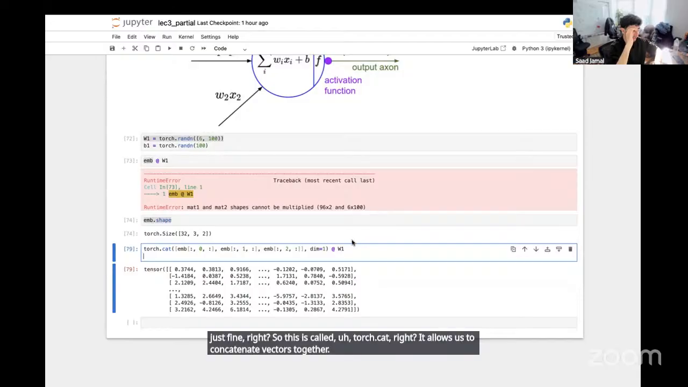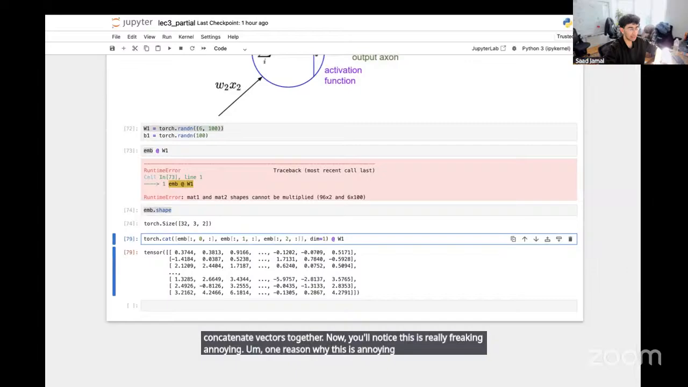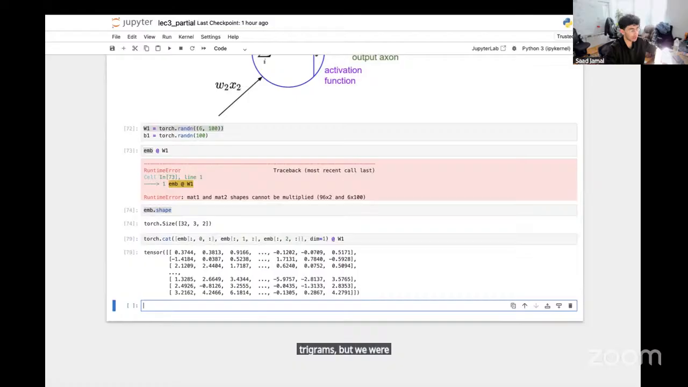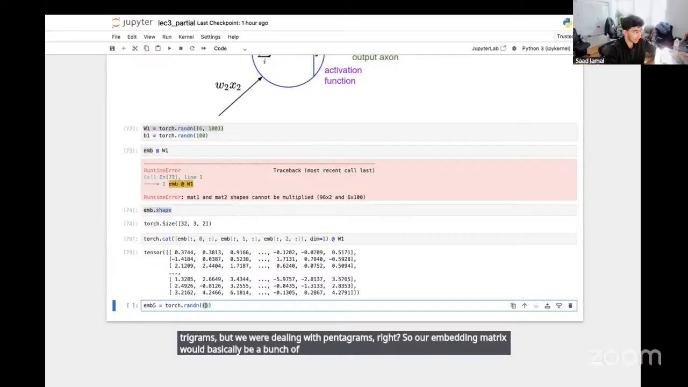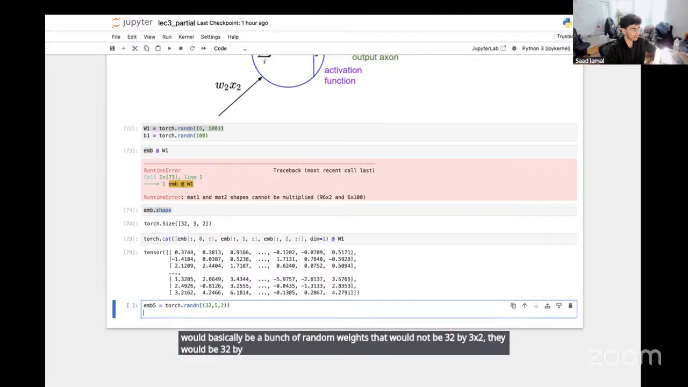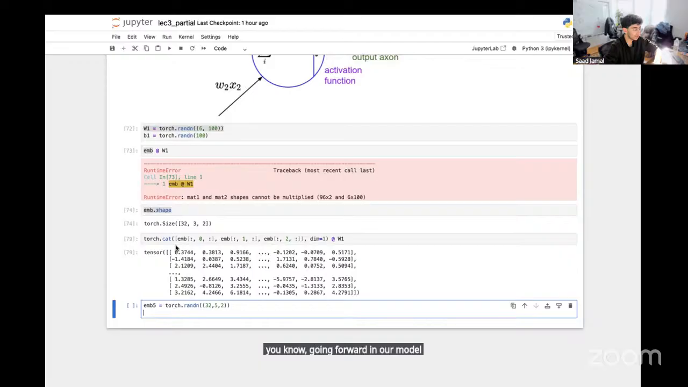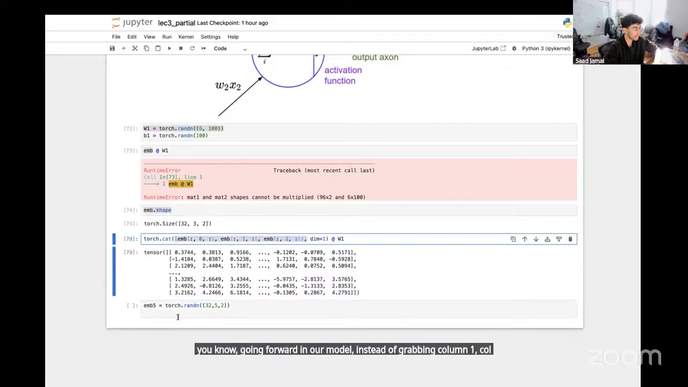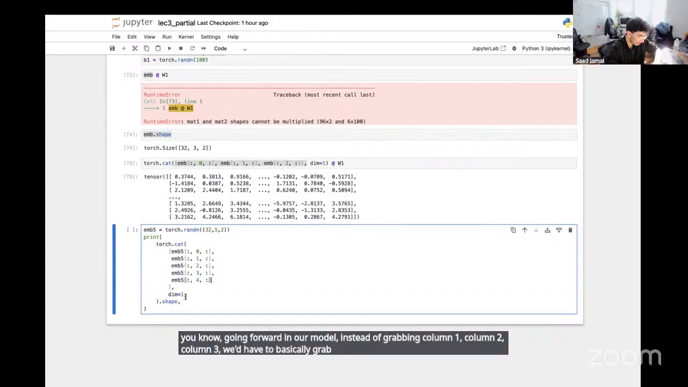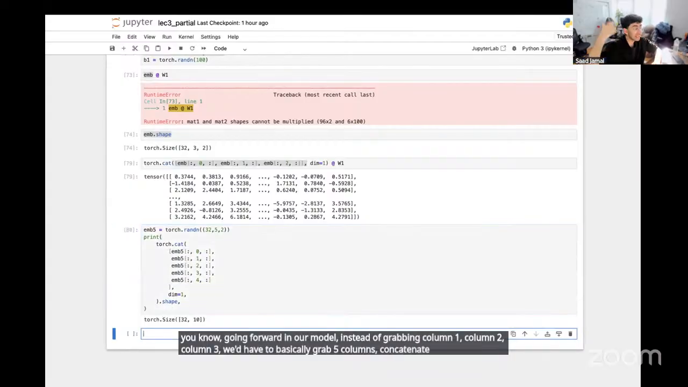Now, you'll notice this is really annoying. One reason is that if we weren't dealing with trigrams but with pentagrams, our embedding matrix would not be 32 by 3 by 2, it would be 32 by 5 by 2. Going forward in our model, instead of grabbing column 1, 2, 3, we'd have to grab 5 columns, concatenate them, and end up with 32 by 10, and our layers could go on from there.